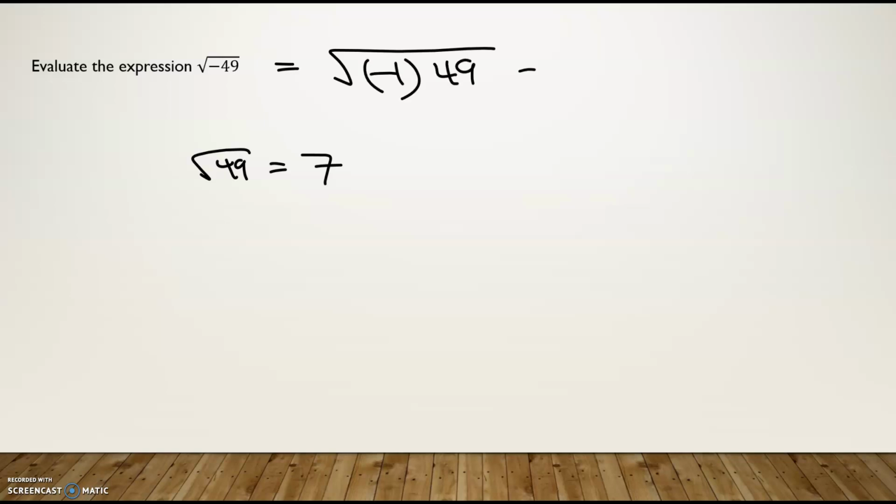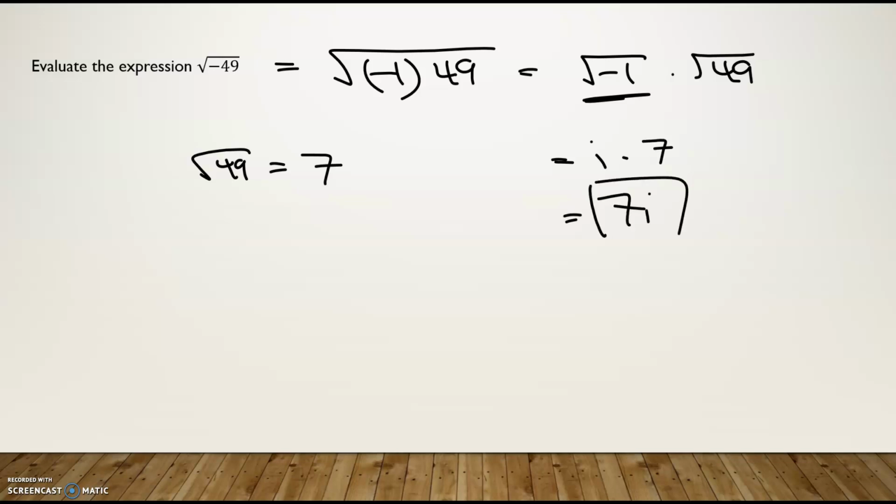Okay, evaluate the expression square root of -49. Well, if we just looked at the square root of 49, we know that to be 7. But since I have that negative in front of it, it's like I have the square root of -1 times 49. So we can break that up into the square root of -1 times the square root of 49. Now we just learned that the square root of -1 is going to be i, and the square root of 49 is 7. So our answer is 7i.